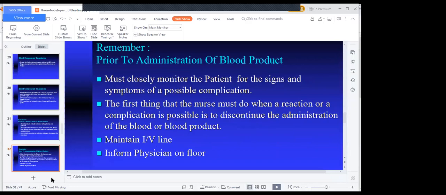And nurses must closely monitor the patient for the signs and symptoms of possible complications. The first thing nurses must always do, when a reaction or complication is possible, is to discontinue the administration of blood or blood products, maintain the IV line, and inform the on-floor doctor.